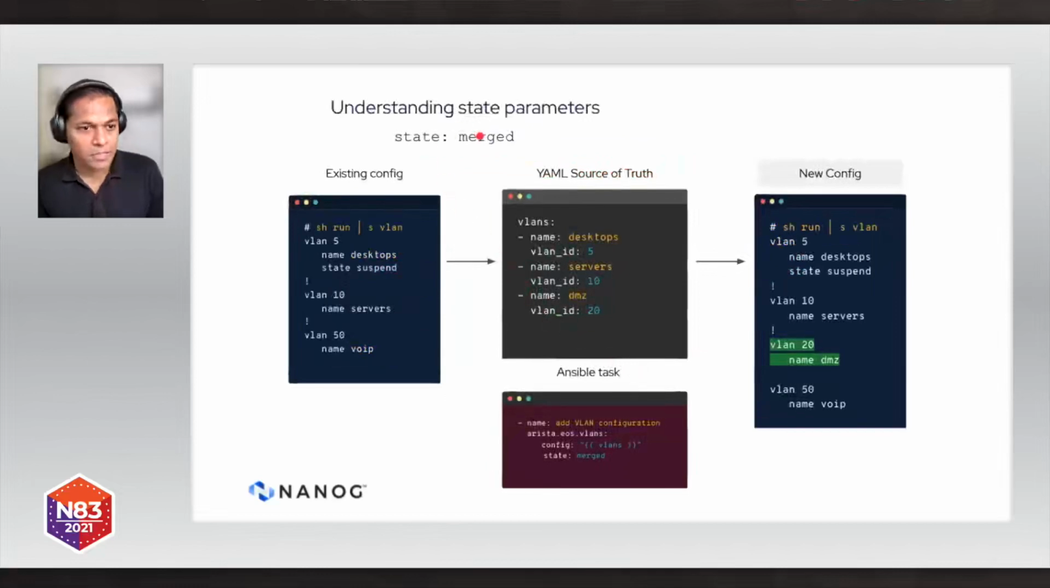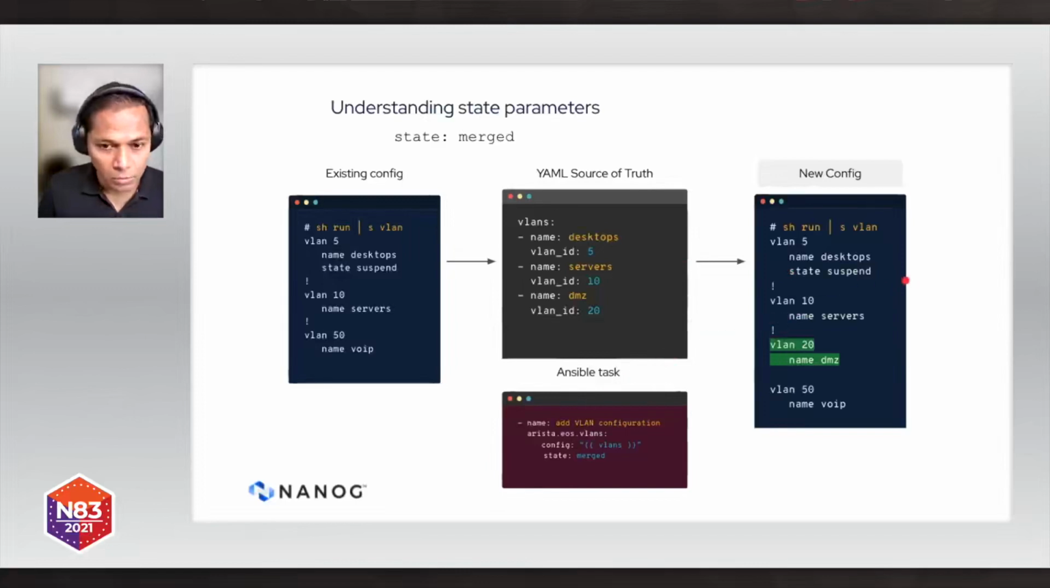So let's talk about the merged state. This is my existing configuration on the device, from show running pipe section VLAN. This output has VLAN 5, VLAN 10, VLAN 50. But my YAML source of truth says that I want VLAN IDs 5, 10, 20, and for 5, I don't want the state to be suspended. So the missing VLAN here is 20. When the state is merged, it will add VLAN 20 onto the device, but it won't change any key that is already part of that particular resource. So since the state is suspended here, it has not changed anything. This is what merged is doing.